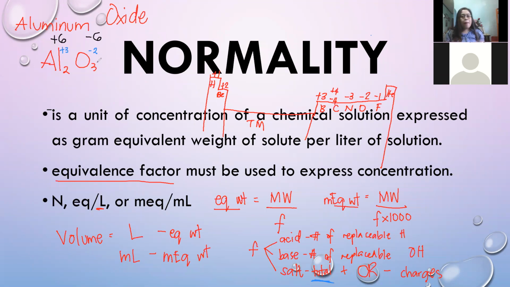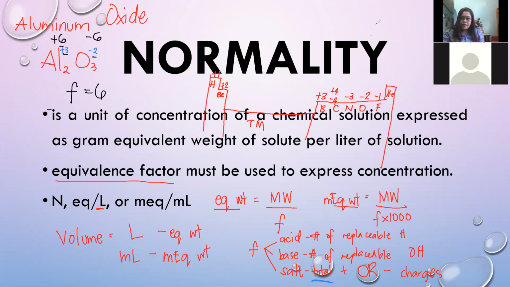Okay? So the question now is, what is the factor? The factor here, class, is 6. Okay? 6, class, is the factor here, because what we want for the salt is the total. Okay? Total, it's not 3, it's not 2, it should be 6. Either the positive or the negative, as long as it's the total. That's how you get the factor for salts with more than 1 atom present. Okay?